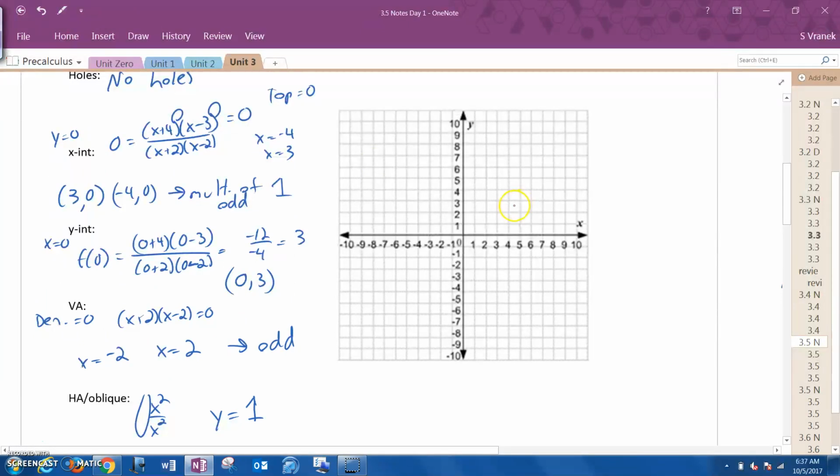Vertical asymptotes at negative 2 and 2. And we know they're both odd. That'll matter with how we talked yesterday about what it looks like at an odd asymptote. We also know the graph crosses at both 3, 0 and negative 4, 0. We also know that there is a horizontal asymptote at 1.